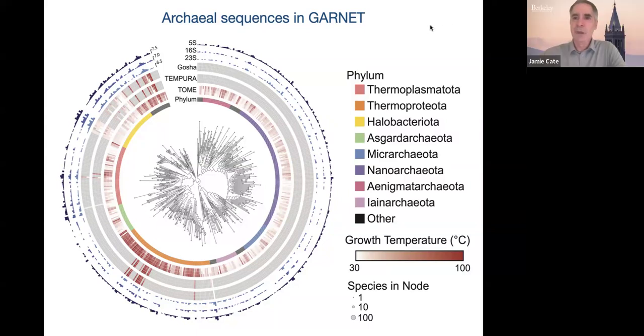Good. So we now have genomes with associated optimal growth temperatures, and we can extract RNA sequences from those genomes and assign optimal growth temperatures to those RNAs.